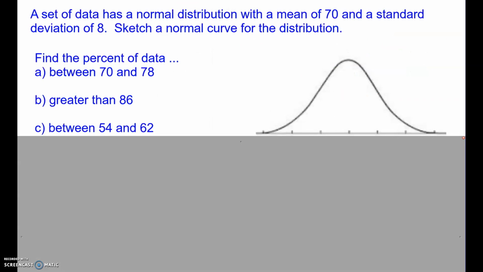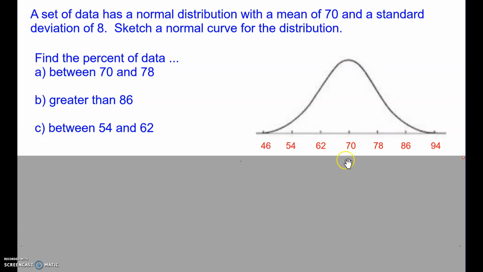Let's see how it can be used. Here we have a set of data that has a normal distribution with a mean of 70 and a standard deviation of 8. We want to sketch the normal curve for the distribution, and then we want to answer some questions. So first, let's see if we can fill out the curve. The mean is 70. That's the middle. Standard deviation tells us how much to add or subtract on either side. So starting with the middle, I'm going to have a 70. Then I'm going to subtract an 8 for the first, subtract an 8 for the second, subtract another 8 for the third standard deviation. On the right side, we would add 8, another 8, and another 8 to get to the third standard deviation.